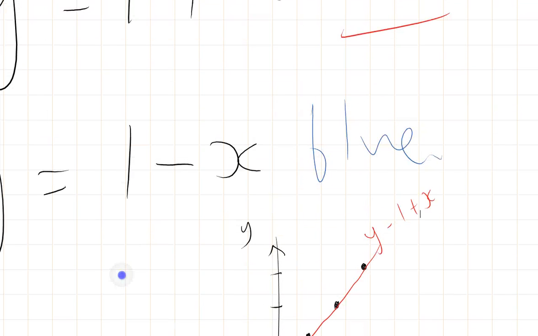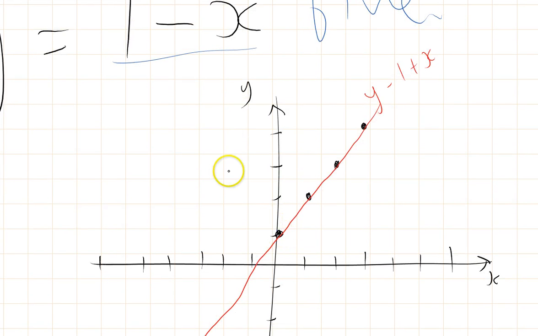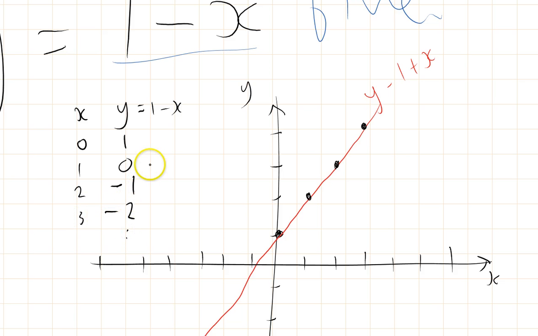Now I'm going to have a look at 1 minus x, which is going to be in blue. Okay, so 1 minus x. If I have an x and a y, for y equals 1 minus x, 0, 1, 2, 3. If x is 0, y equals 1 minus 0, that's 1. 1 minus 1 is 0. 1 minus 2 is minus 1. 1 minus 3 is minus 2, and so on.